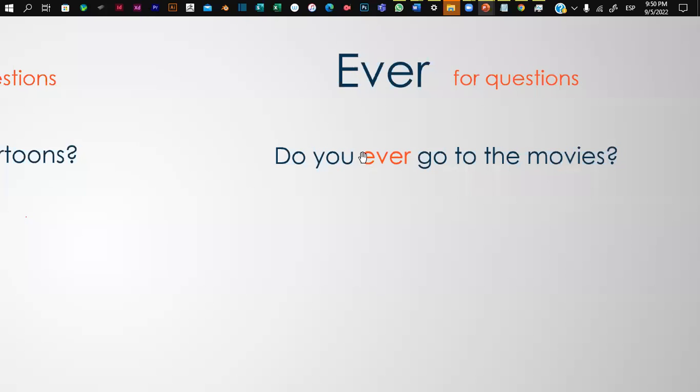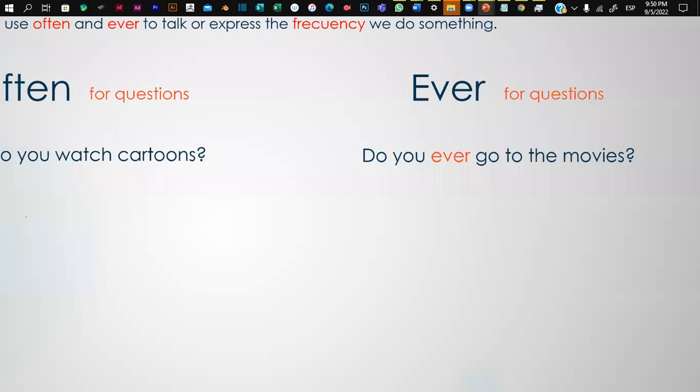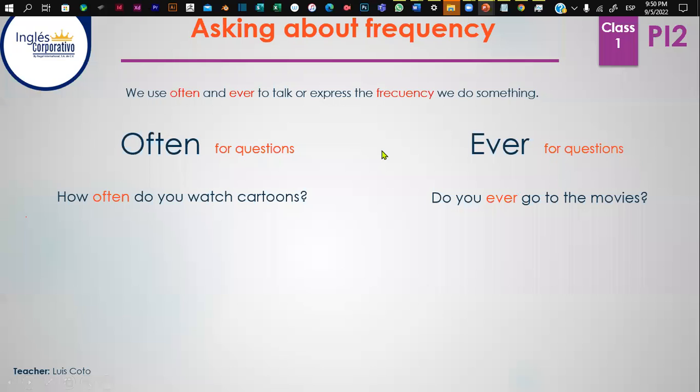Pretty much in the meaning, they are the same, but in the structure or in the grammar, it is different. But basically the base is the same. You can use both ways. Good, okay. Is that clear? With often or ever? Yes. Okay, let's practice a little bit.